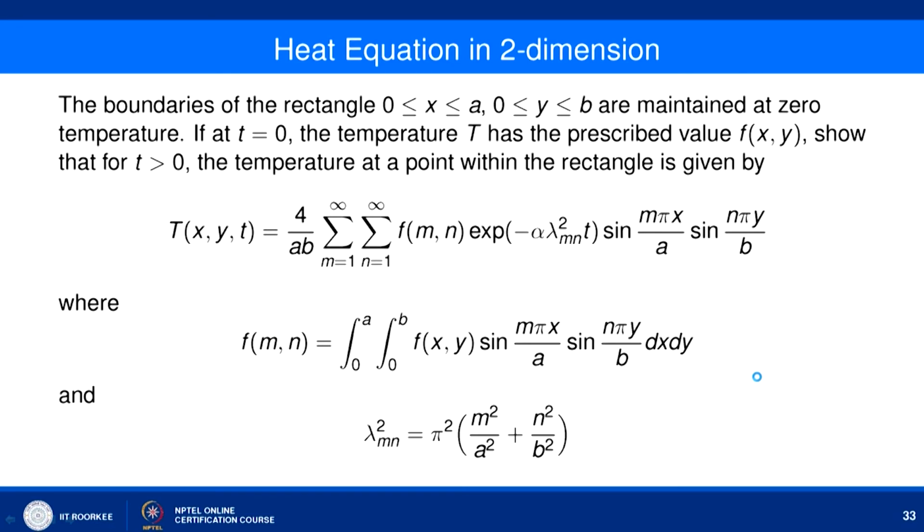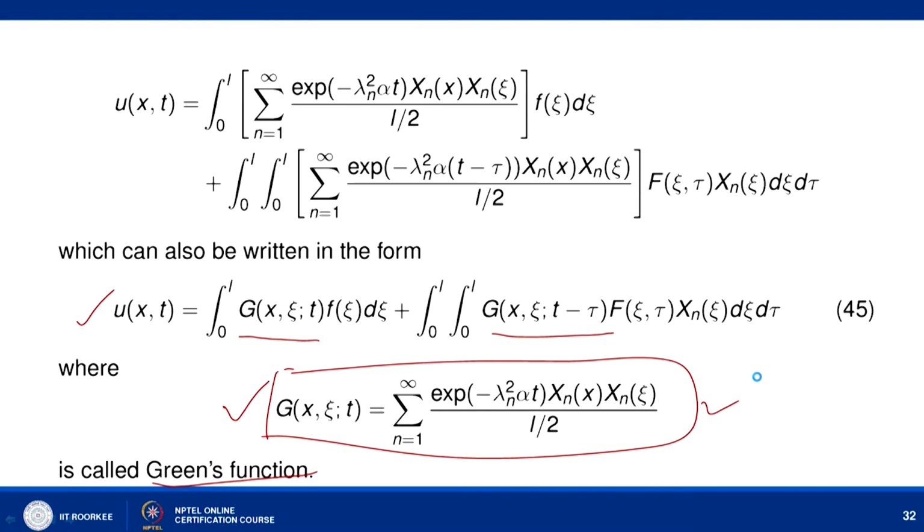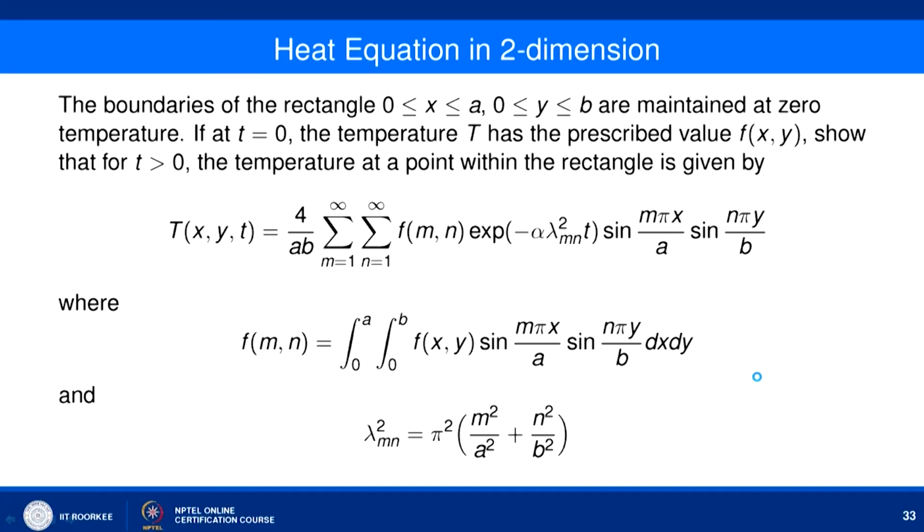So now we are moving to 2 dimensions. So far we have discussed the 1 dimension infinite domain, 1 dimension finite domain, semi infinite domain, and then we discussed the finite domain case, homogeneous and non-homogeneous. Now let us consider one problem in 2 dimensions. So now let us consider the heat equation in 2 dimensions.